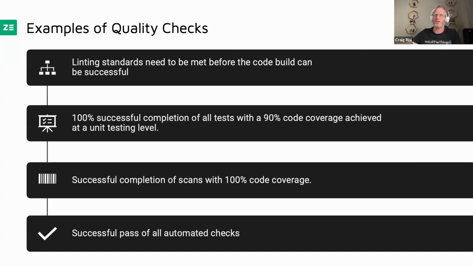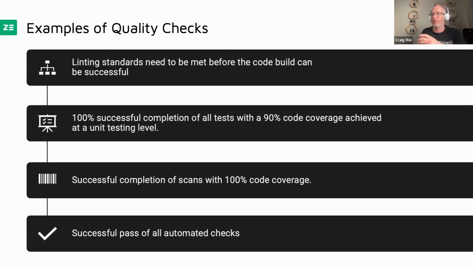You can have a quality gate of 100% successful completion of all tests. So you're saying, I want you to run your unit tests, but I want 90% of your code coverage to be achieved. So I don't just want all of your unit tests to pass, because you can just have one unit test and it passes, but that unit test doesn't cover anything. I want to say that that's 90% of everything, and so you can have that.